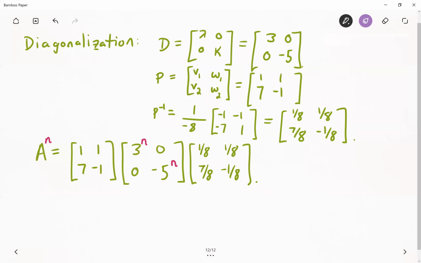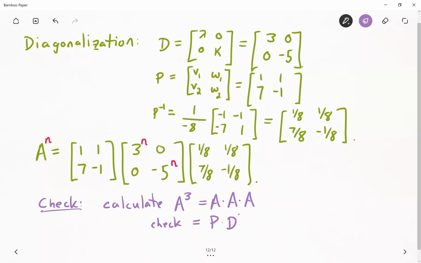So that's about it for diagonalization. If you wanted to do a check, for example, you could calculate A to the third by hand. So calculate this the normal way, as A times A times A. And then you could also calculate it using the diagonalization. So check that this is also equal to P times D cubed times P inverse. Right? If all of this math is correct, then that should work out all right. And that is the diagonalization of a 2 by 2 matrix.